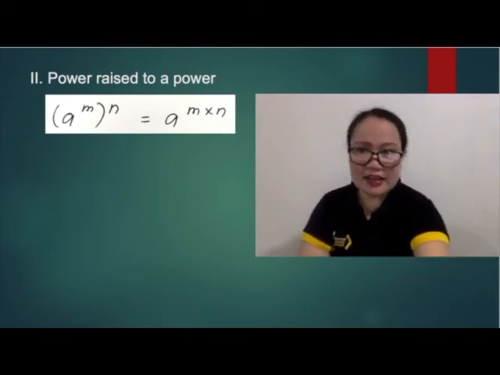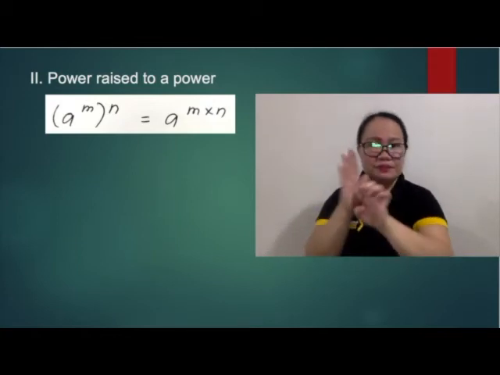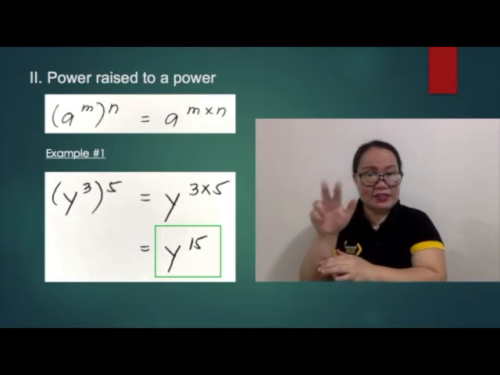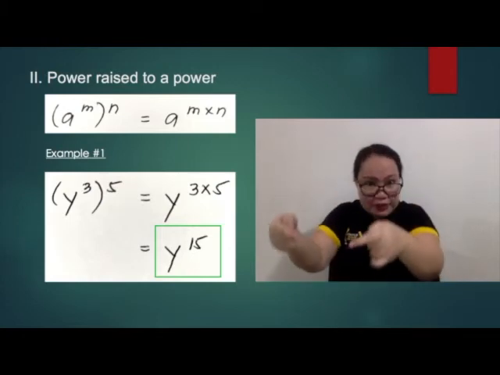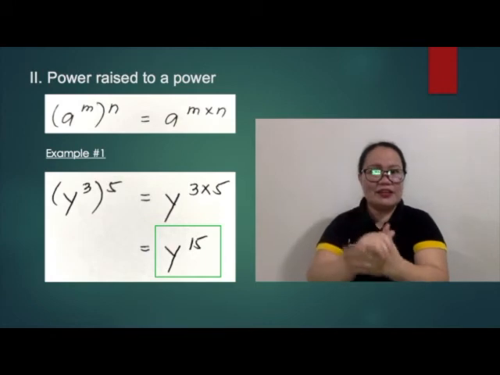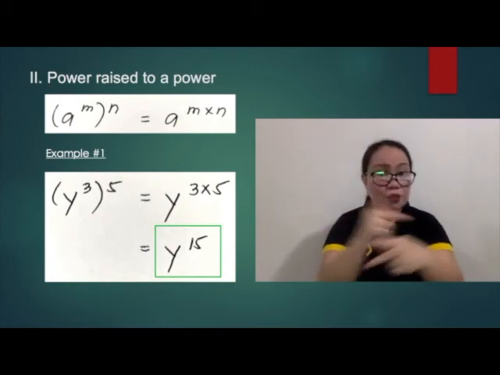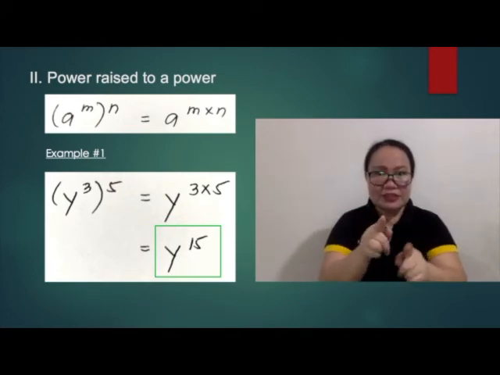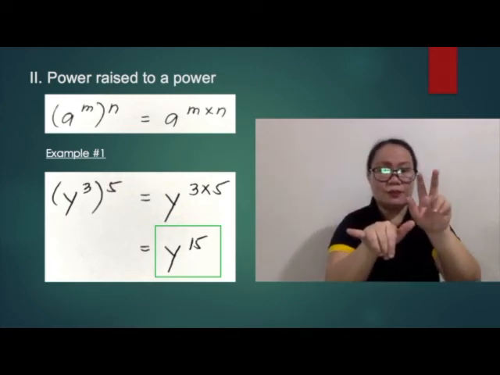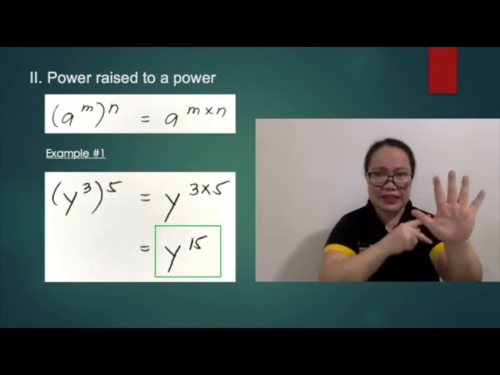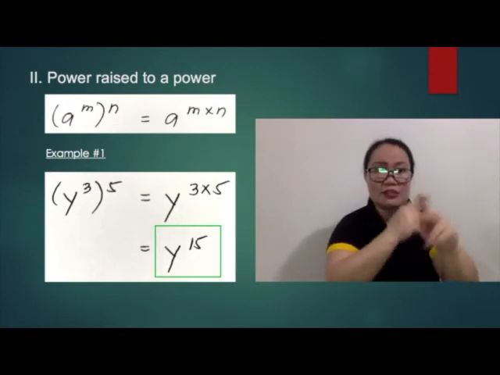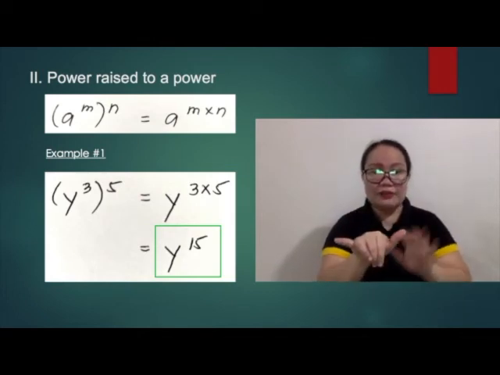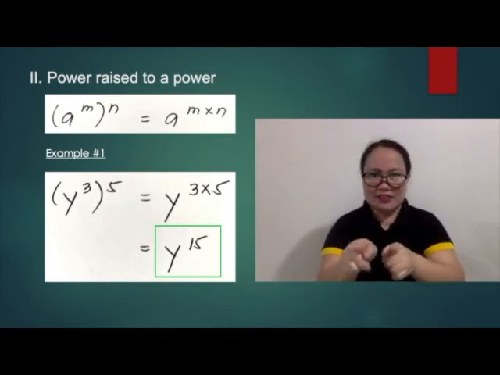Okay, let's have an example. Number 1, y raised to the power of 3 is raised to the power of 5. Very simple, multiply the powers. The answer is y raised to the power of 3 times 5. So 3 times 5 equals 15. y raised to the power of 15 is the answer.